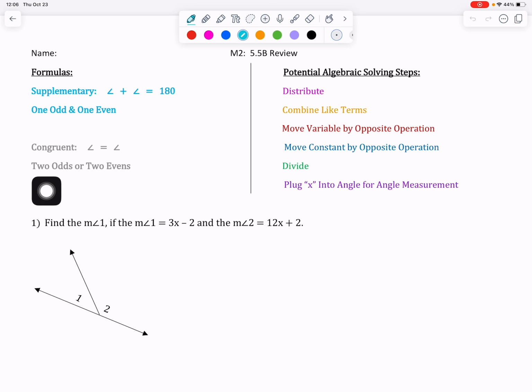In this case, I'm going to give us a little cheat code. Yes, it's just called a math hack. Two odds or two evens will be congruent. And for our supplementary, if we have one odd and one even, well, guess what? That's what it will be, supplementary. All right, we have our potential algebraic solving steps.